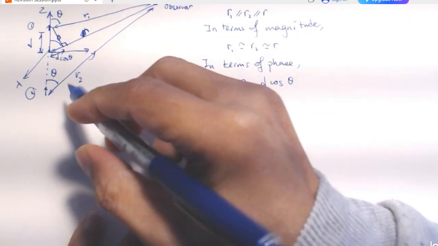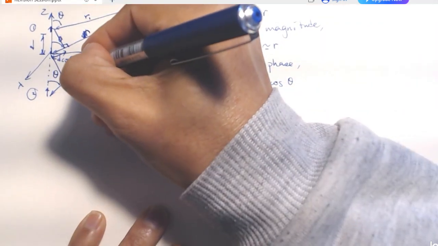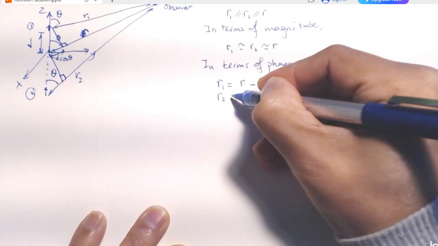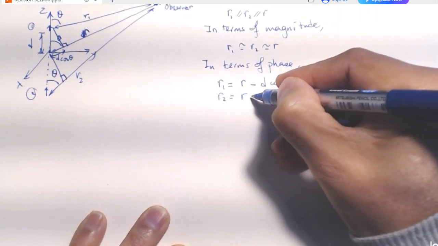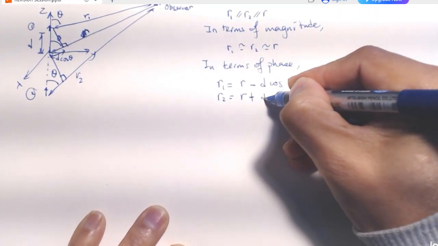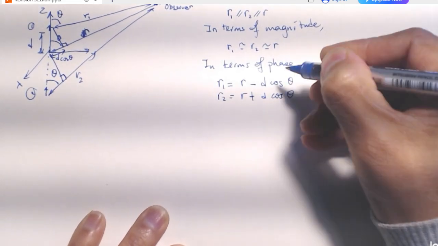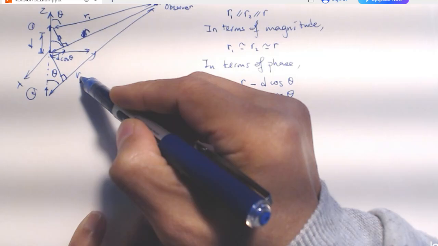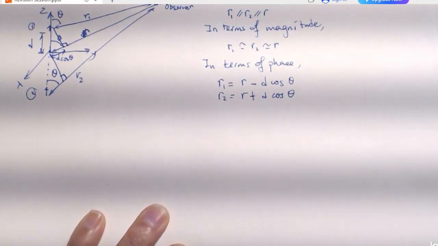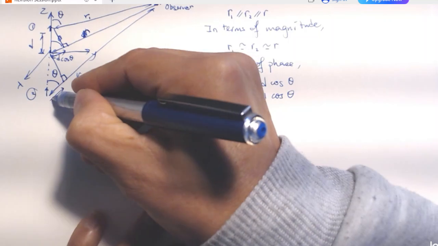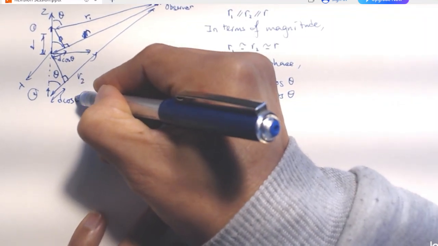Similarly, for R2, we can use a similar definition. In this case, R2 is longer than R, but by how much? By this amount, d cos theta.